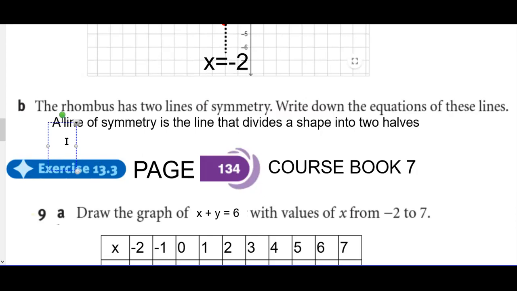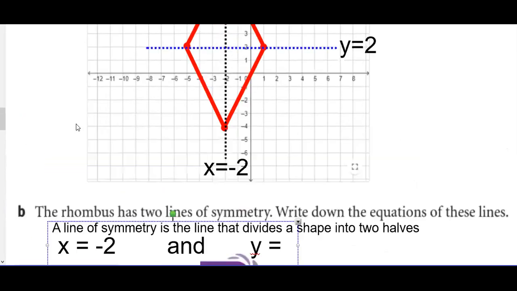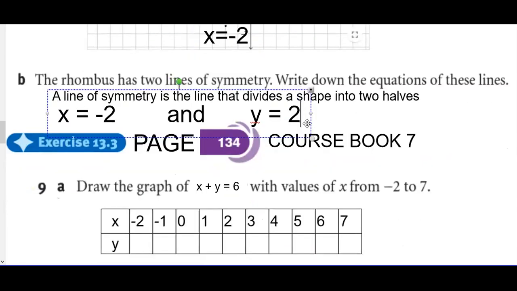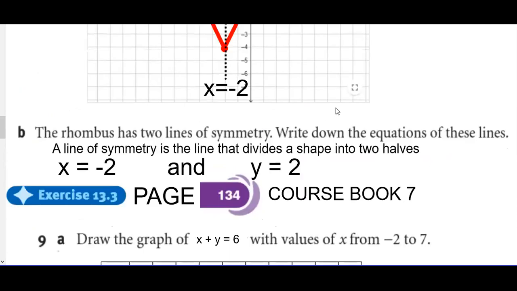Okay. The first line of symmetry was x equals -2. And another one was y equals +2. There we go. Okay, so you can pause this video and go through your answers and mark them accordingly. Right? So these are the answers.